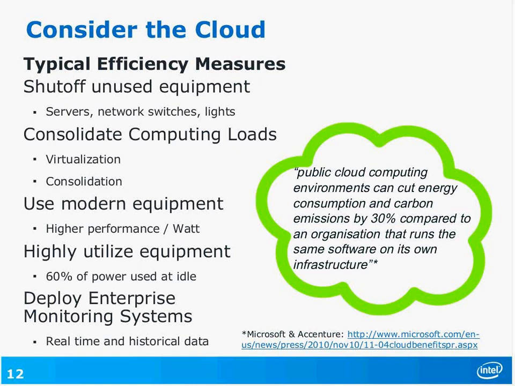So they shut off unused equipment when it's not being used, and that includes everything from servers to switches to the little lights in the facility. They have the ability to consolidate computing loads. Using virtualization and consolidation, they can put more load on the equipment, which is very important in increasing server utilization. And they tend to take full advantage of Moore's law and use modern equipment, so they're getting higher performance per watt.